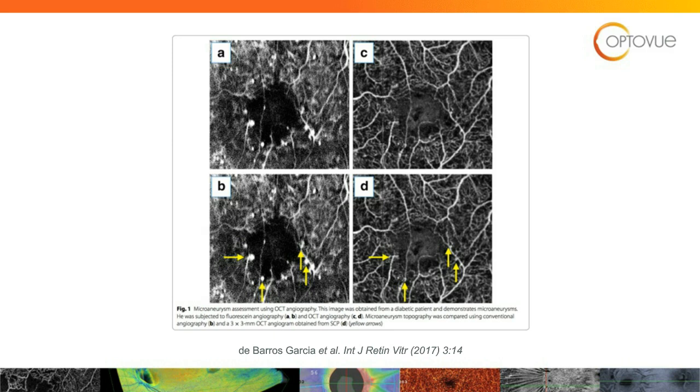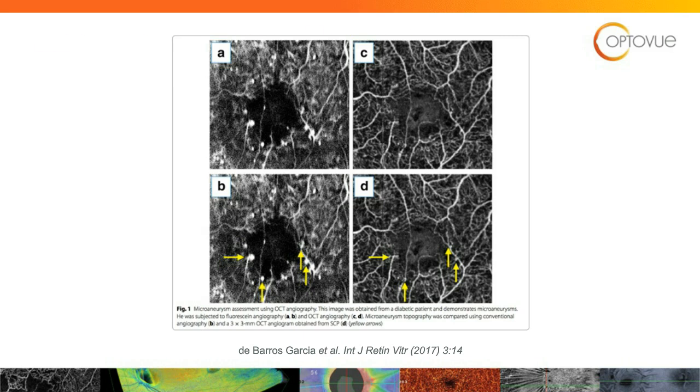What's the reason for this? It's because you can have some MAs that are very low flow. And if they're very low flow over the course of a 2, 3, 4 second image, nothing's going to move, or very little will move. And if no blood moves, if no erythrocytes or red blood cells move, the OCT angiogram is not going to image it. So if you have a very low flow microaneurysm where there's minimal blood moving, it's going to have a difficulty detecting that MA.